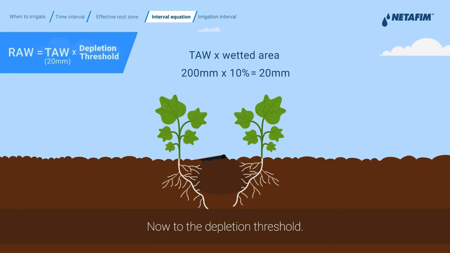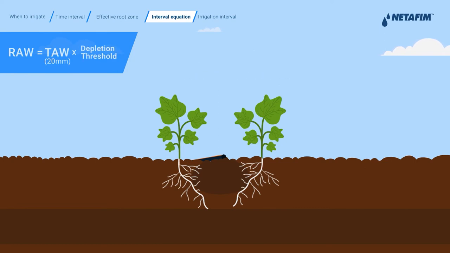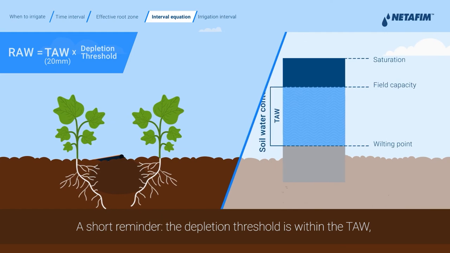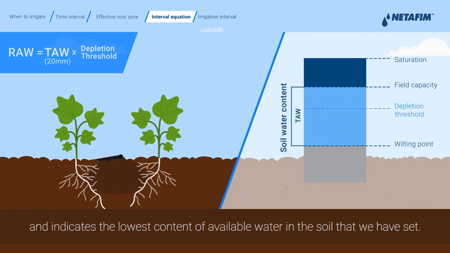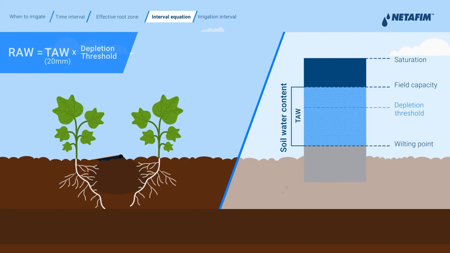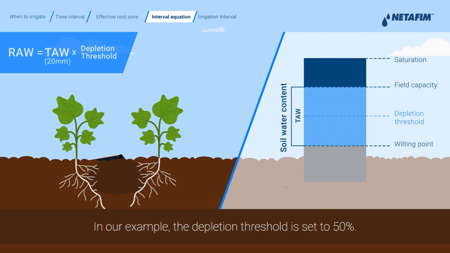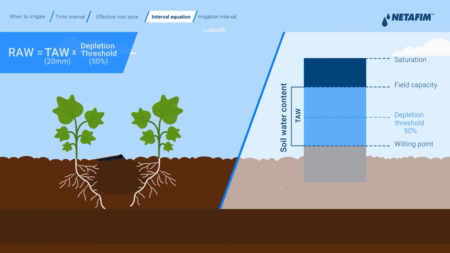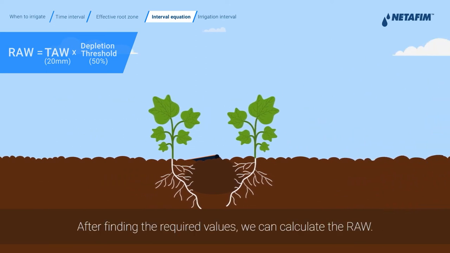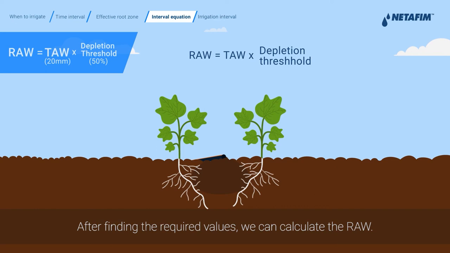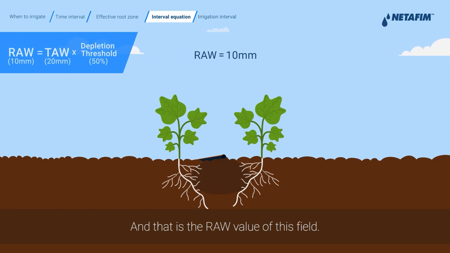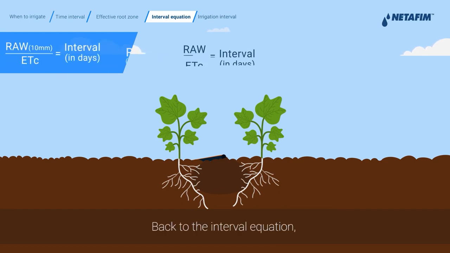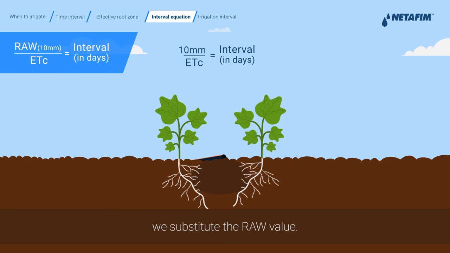Now to the depletion threshold. A short reminder: the depletion threshold is within the TAW and indicates the lowest content of available water in the soil that we've set. In our example, the depletion threshold is set to 50%. After finding the required values, we can calculate the RAW. 50% of 20 millimeters is 10 millimeters, and that is the RAW value of this field. Back to the interval equation, we substitute the RAW value.